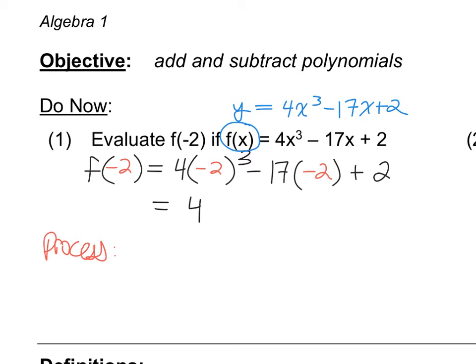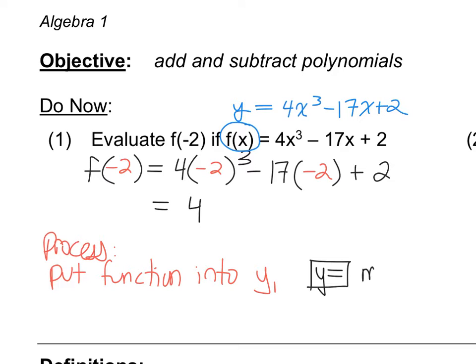Process: put function into y1. So that's the y equals menu, as if you're graphing it, because you notice we didn't even look at the graph. I got the answer, I didn't even have to look at the graph.